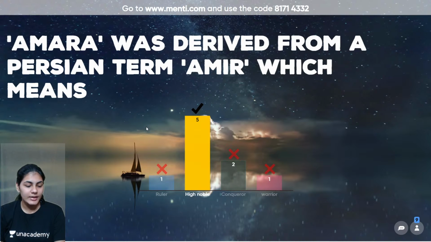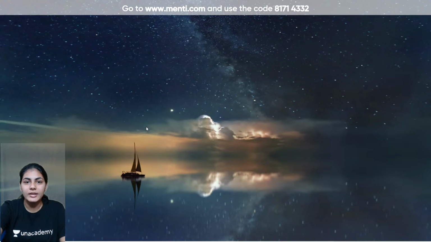Okay, the answer is option B, right? It's high noble. Again, a literal translation, so no conceptual points involved. So I'll quickly move on to the next.